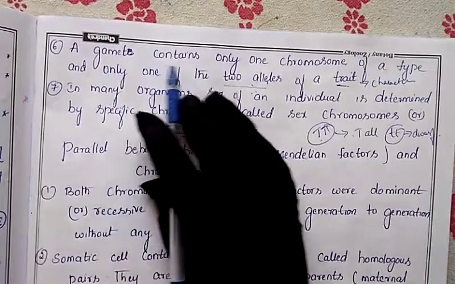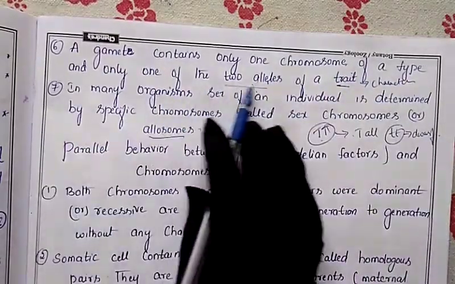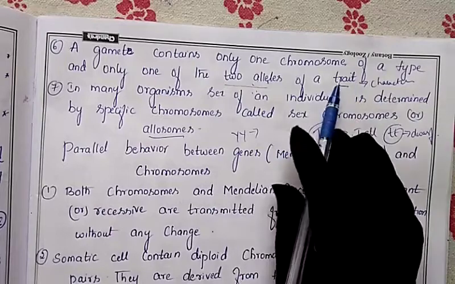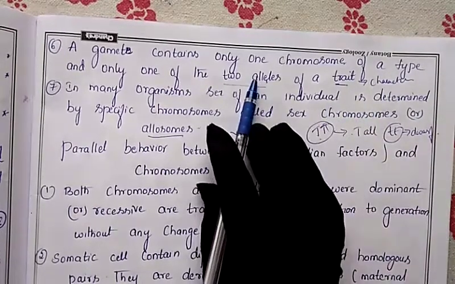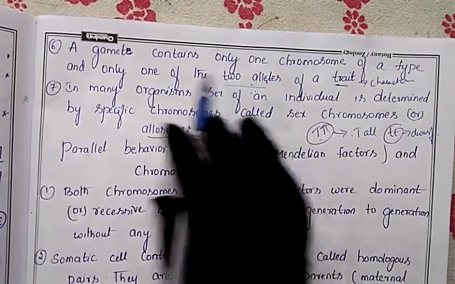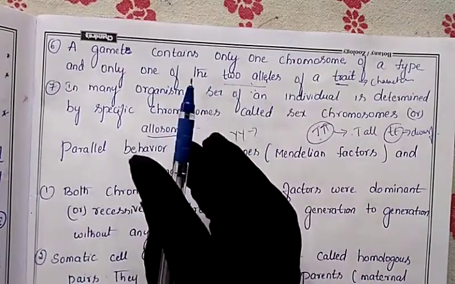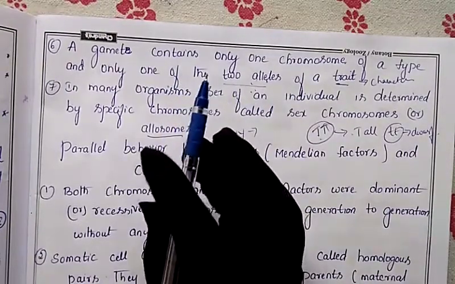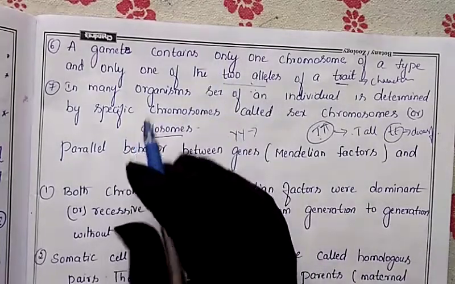Next, a gamete contains only one chromosome of a type and only one of the two alleles of a trait. Trait means character. That means here on the chromosomes, two alleles will be present. So gametes contain only one chromosome. A gamete contains only one chromosome, that means half of the chromosomes will be present.